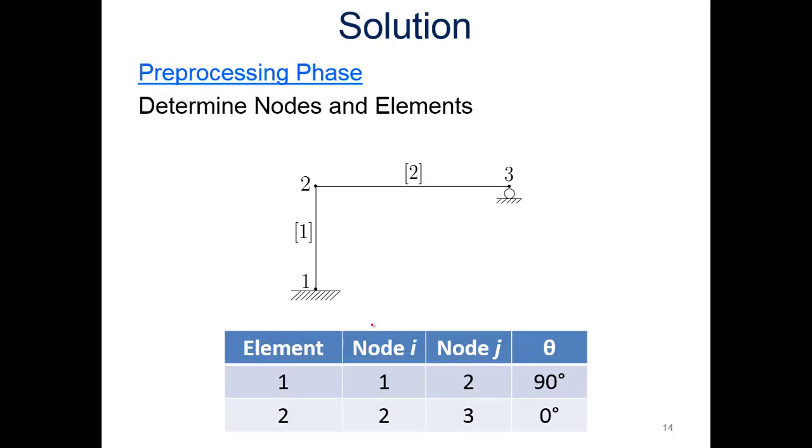So for element 1, we're going to say node I is 1, and node J is 2. And for element 2, node I is 2, and node J is 3. Looking at the angles, if we're going from 2 to 3, then that's 0 degrees. If we're going from 1 to 2, then we have 90 degrees up like this. All right, so hopefully that makes sense at this point.